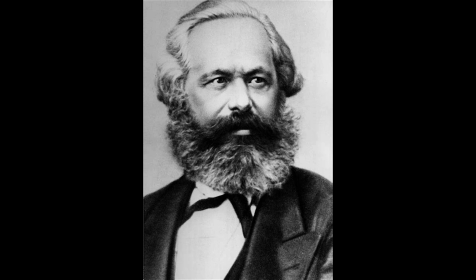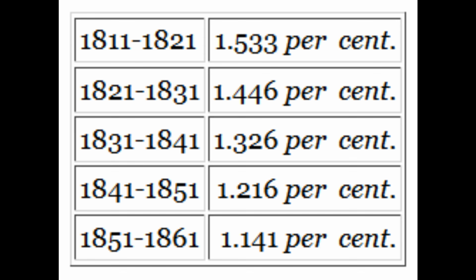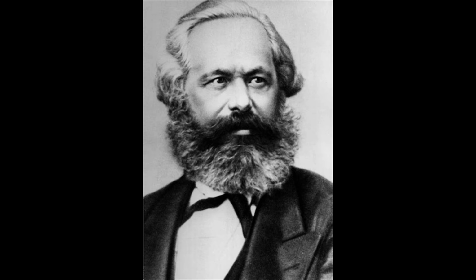Although the absolute increase of the English population in the last half-century was very great, the relative increase or rate of growth fell constantly, as the following table borrowed from the census shows. Annual increase percent of the population of England and Wales in decimal numbers, 1811 to 21, 1.533%. 1821 to 1831, 1.446%. 1831 to 1841, 1.326%. 1841 to 1851, 1.26%. And 1851 to 1861, 1.141%. Comment, so something like 0.1% slowing in that rate for every decade.